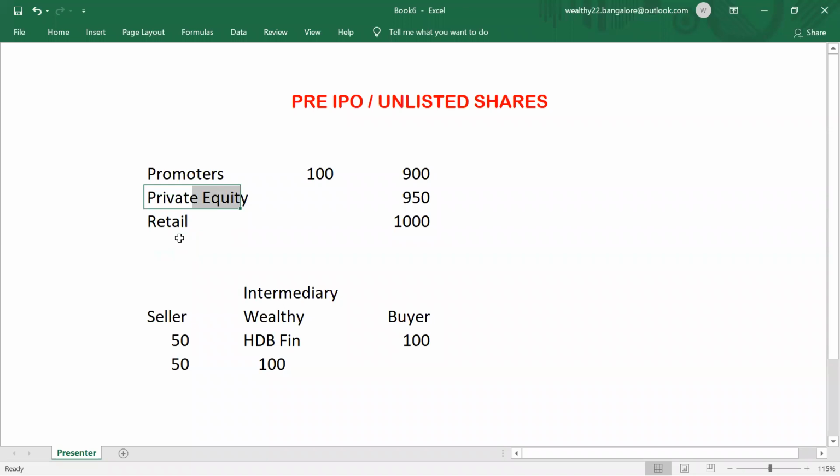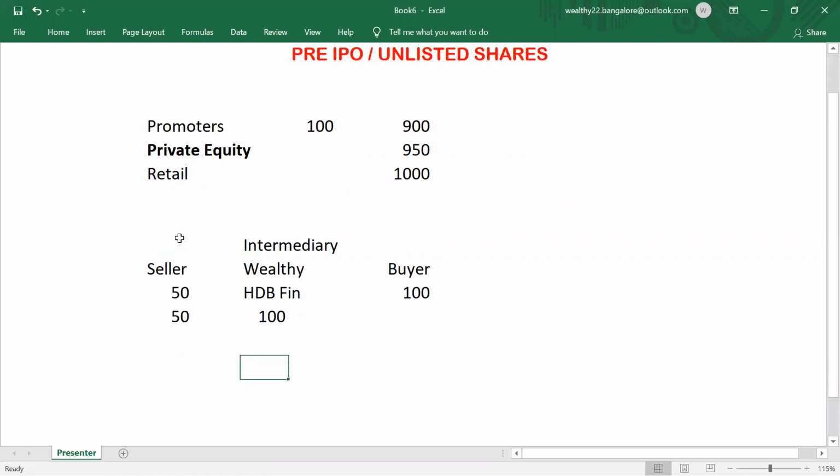Majoritively the shares come from private equity people. We go and buy from private equity, we negotiate a price, and that price is passed on to the buyer. So we do that directly.